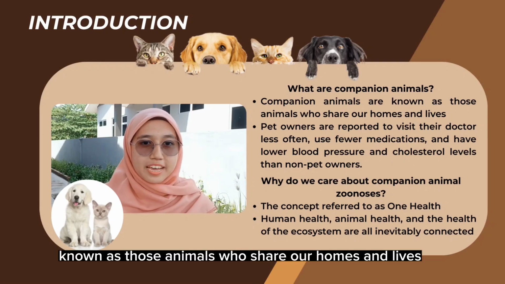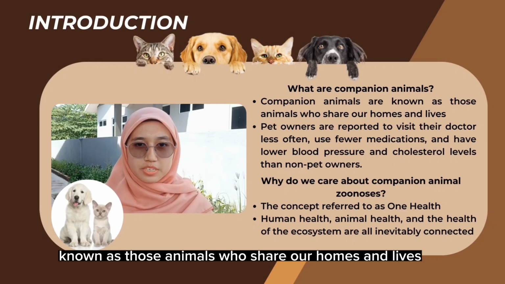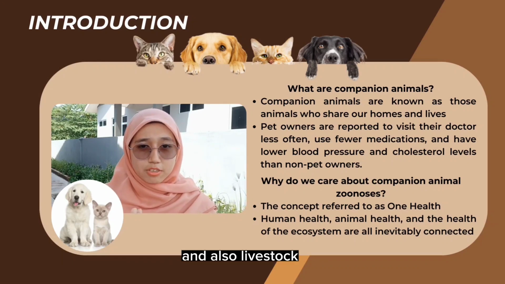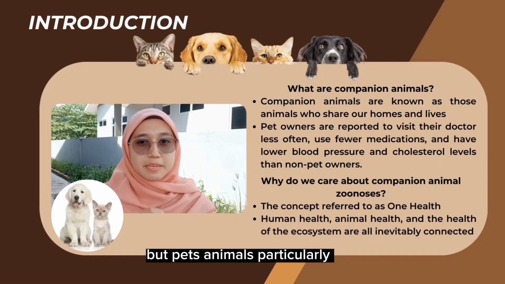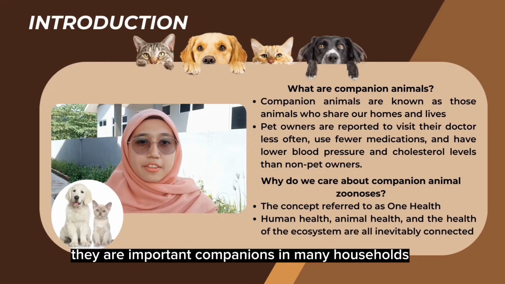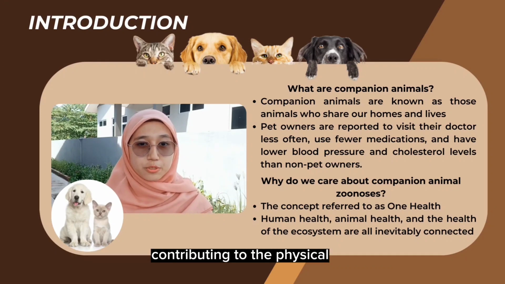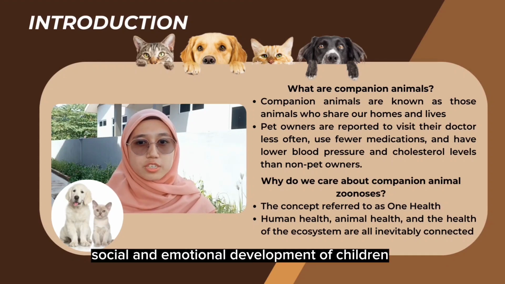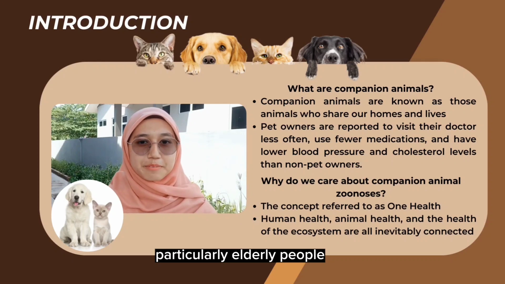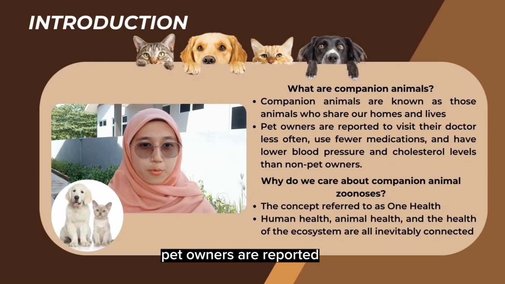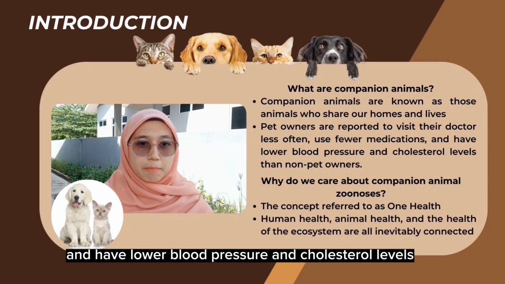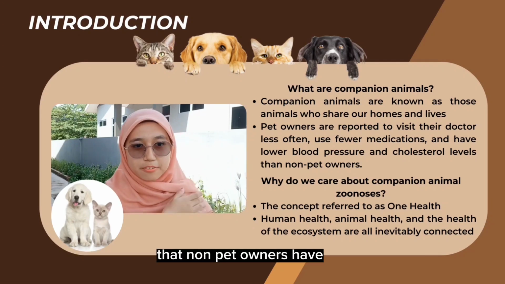Companion animals are those animals who share our homes and lives, which we call pets, like dogs, cats, horses, and exotic animals, and livestock can be pets too. But pets, particularly dogs and cats, play an important role in societies throughout the world. They are important companions in many households, contributing to the physical, social, and emotional development of children and the well-being of their owners, particularly elderly people. Furthermore, pet owners are reported to visit their doctor less often, use fewer medications, and have lower blood pressure and cholesterol levels than non-pet owners.